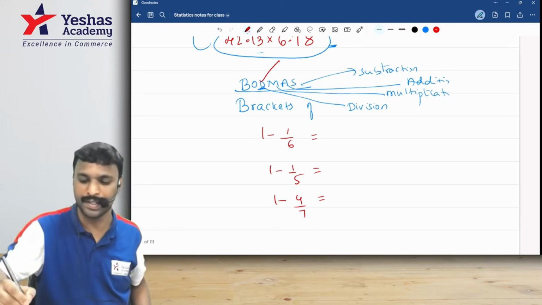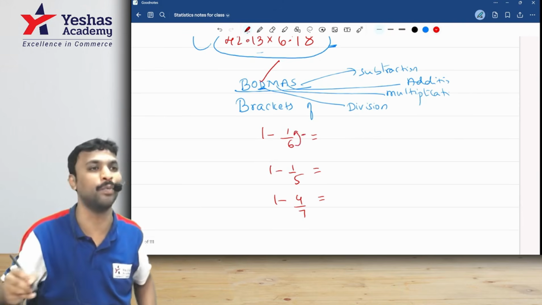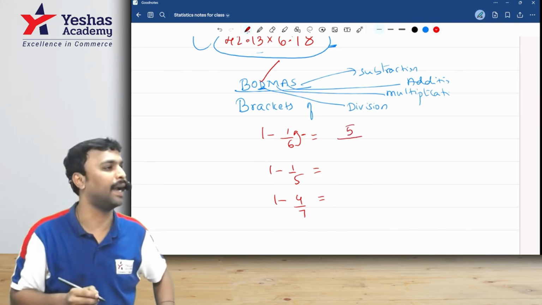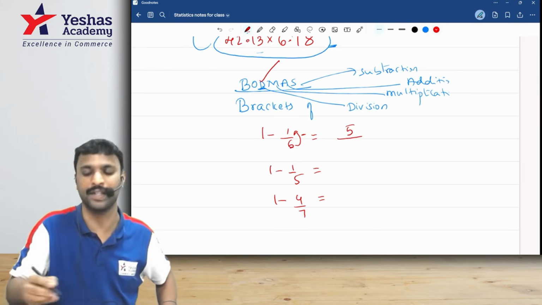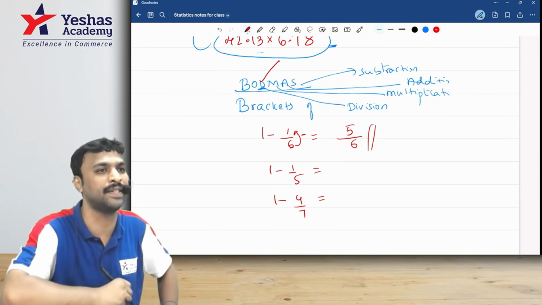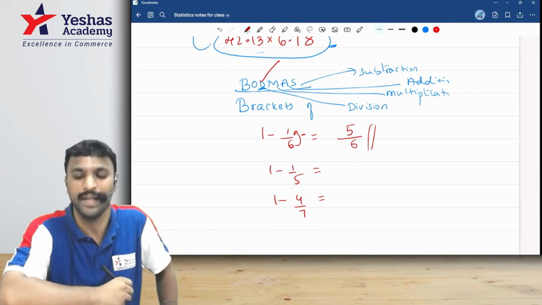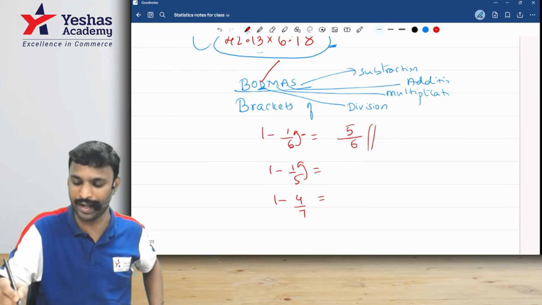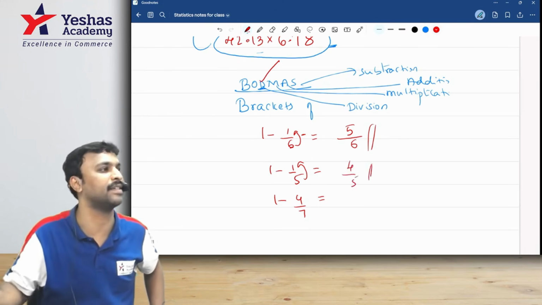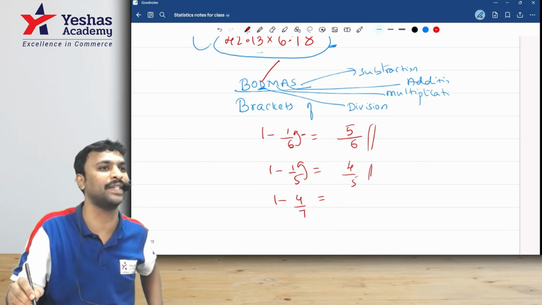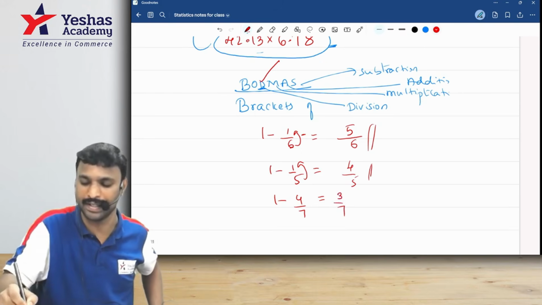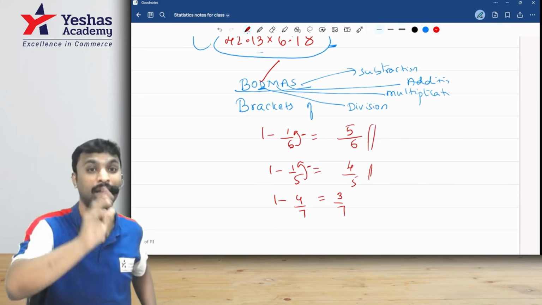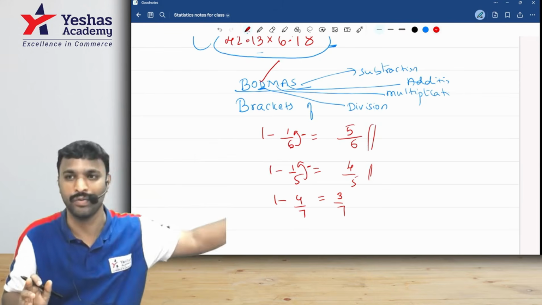Please concentrate. Subtract the denominator minus the numerator. 6 minus 1, how much it is? That will be the numerator. And original denominator of the fraction is what? 6. So 1 minus 1 by 6 is 5 by 6. Similarly, what is 1 minus 1 by 5? Subtract what minus what? 5 minus 1, which is 4, divided by 5 is the result. Similarly, 1 minus 4 by 7 is 3 by 7. So what did we do? Denominator minus the numerator, when you are subtracting a fraction from 1.